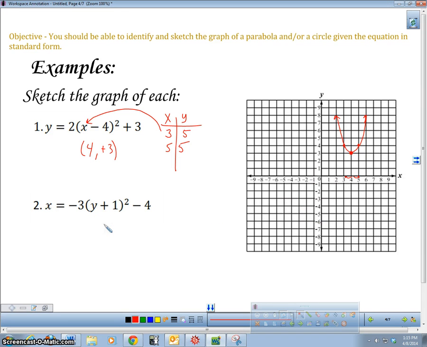Let's take a look at the next one. With this one, I'm going to do the same thing. This one I do know, however, this one is left or right. My vertex is going to be (-4, -1). Remember that this is h and this is k. So I'm going to go to (-4, -1) and make my vertex. Now this is going to go left or right.